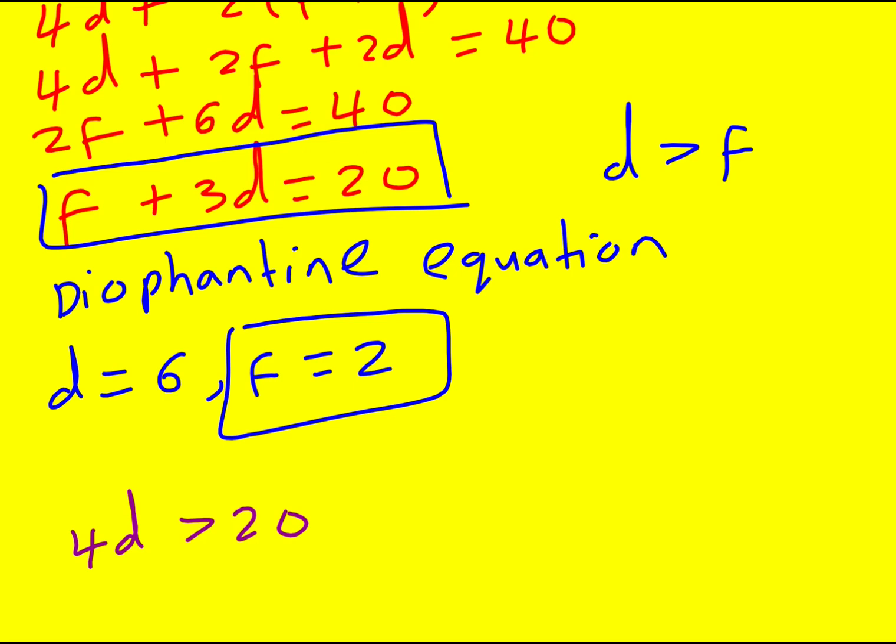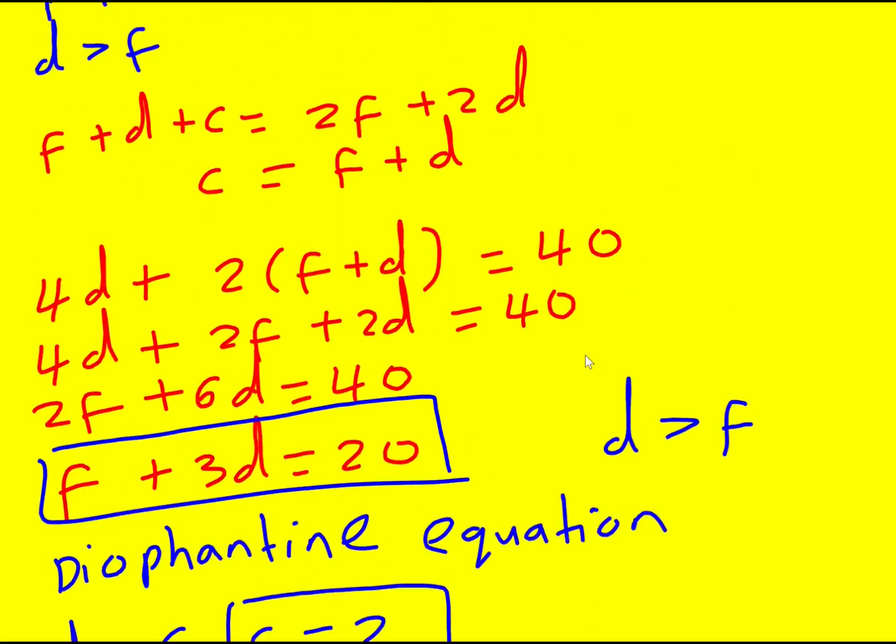So we can see that D is going to have to be bigger than 5. However, we can also see, because I'm adding F to 3D, then it must be that 3D itself is less than 20. And that means that D is going to be less than 7. It's going to be less than or equal to 6. And in fact, that kind of shows it a bit more convincingly why there's only going to be one answer for D and hence one answer for F.